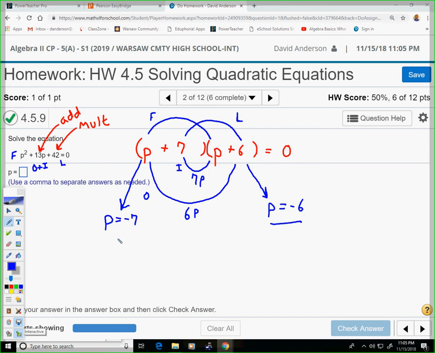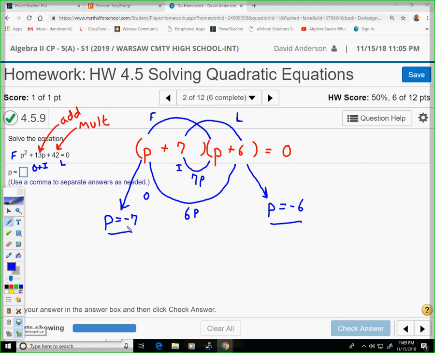So either one of these makes this side of the equation 0. That'd be negative 6 plus 6. That'd be 0 times whatever this is. This whole side of the equation would equal 0. Negative 7 plus 7, this binomial would be 0. It'd be 0 times whatever this is. This whole side would be 0. It would make the equation true.